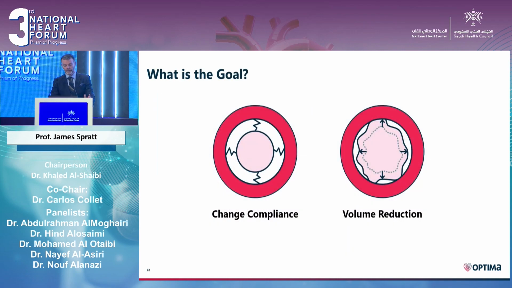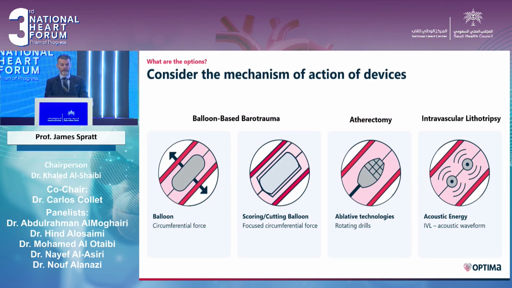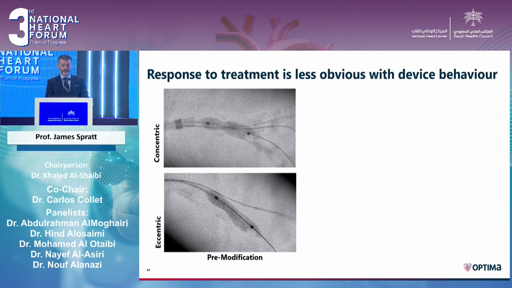You could ask more fundamentally, what are you trying to do with eccentric calcium? Change compliance, make the artery more elastic, or reduce the volume of calcium? It depends, because we know that balloons work in concentric calcium if you can apply enough force, and it doesn't matter whether they're scoring balloons or standard balloons. With the ablative technologies, you've got to actually come into contact with the calcium. And lithotripsy, well, it's a different animal, and I'll explain that in a second.